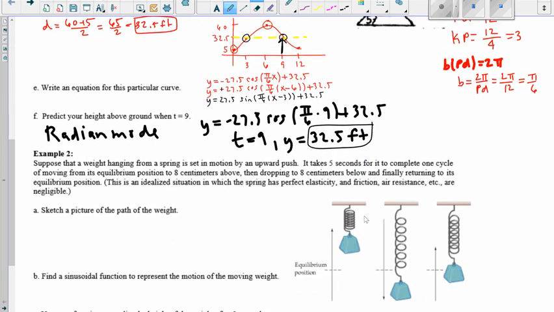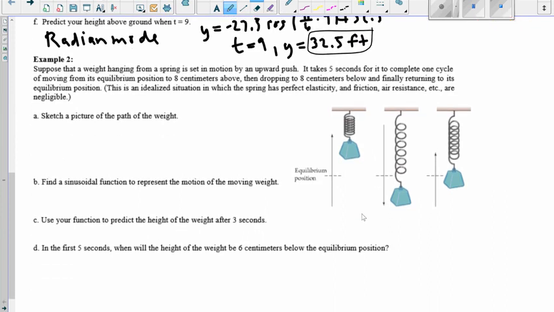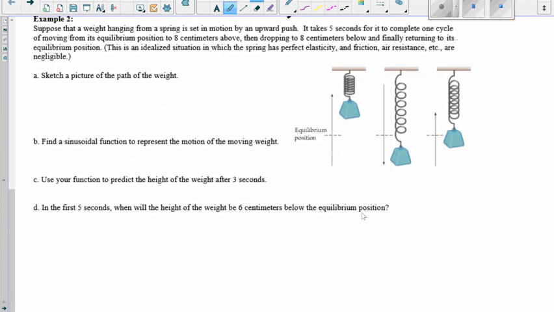So for the next example, it says, suppose that a weight hanging from a spring is set in motion by a push upwards. It takes 5 seconds for it to complete one cycle, moving from its equilibrium position, so we're starting at the equilibrium, to 8 centimeters above, then dropping 8 centimeters below, and returning to its equilibrium position. Of course, this is an idealized situation, in which the spring has perfect elasticity and there is no friction, air resistance, etc. So we're not thinking about any of that for this problem here.